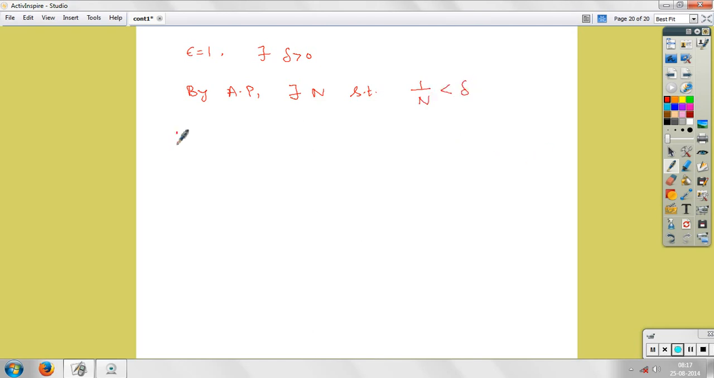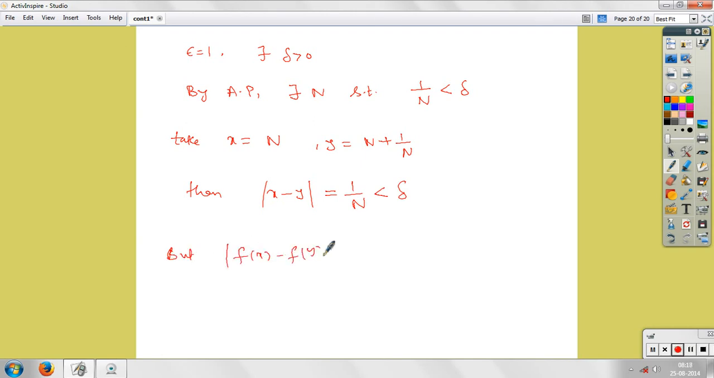Now take x is large, so take x is equal to n and y is n plus 1 upon n, then we know that mod x minus y is equal to 1 upon n, which is less than delta. But we calculate f of x minus f of y, we get that f of x is equal to x square, so that is n square minus n plus 1 upon n whole square, and by simplification we can see that this is greater than or equal to 1, which contradicts our assumption that mod f of x minus f of y is less than 1. So therefore this function is also not uniformly continuous.